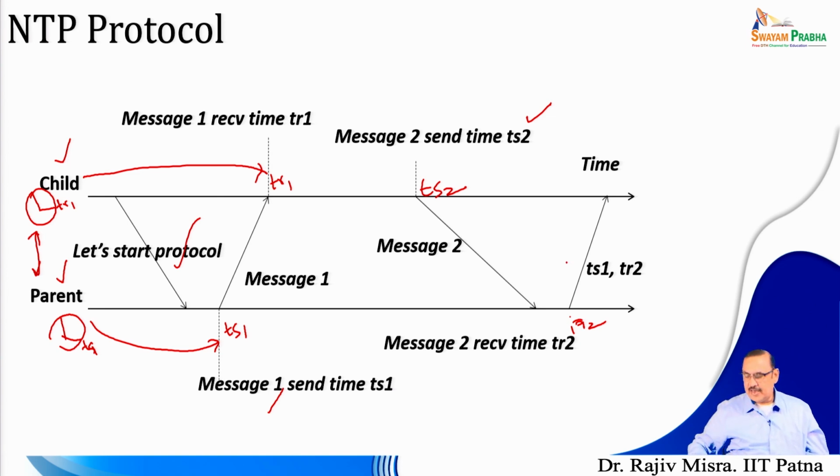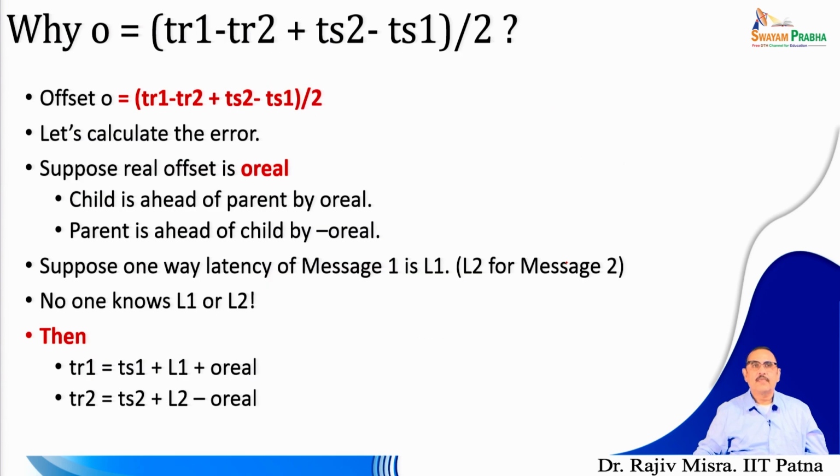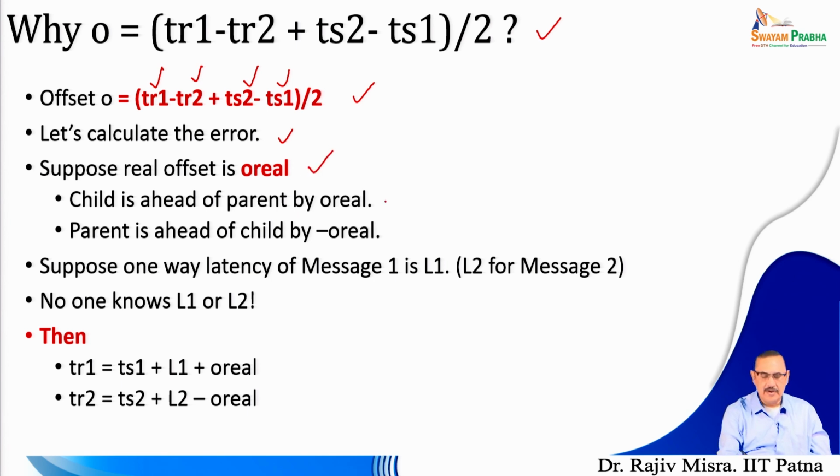So, after this exchange of messages, all these times will be received by the client: TR1, TR2, TS2, TS1. By this we are going to calculate an offset, small o, that is TR1 minus TR2 plus TS2 minus TS1, and we call it the offset. And using this offset, let us calculate the error. Suppose the real offset is O real and the child is ahead of the parent by O real, the parent is ahead of the child by minus O real.